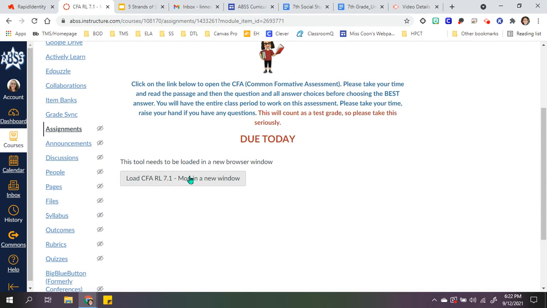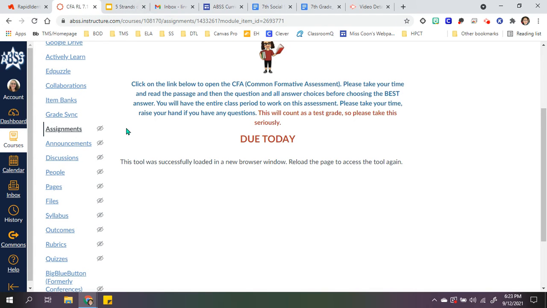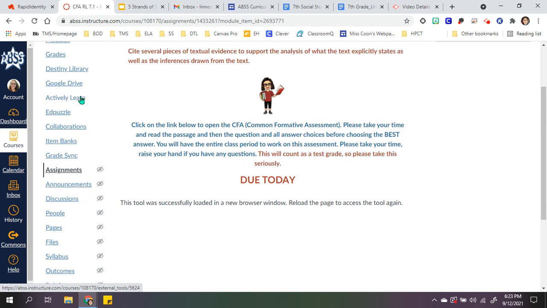So you will click here, load CFA, and it will take you into SchoolNet directly, and you will see you have a little button to click, start now, and the test will come up. It is 10 questions, 2 passages, 5 questions per passage. Hopefully it will not take you longer than 30 minutes, but if it does, you have all the time that you need. That is what we are doing on Monday, okay?